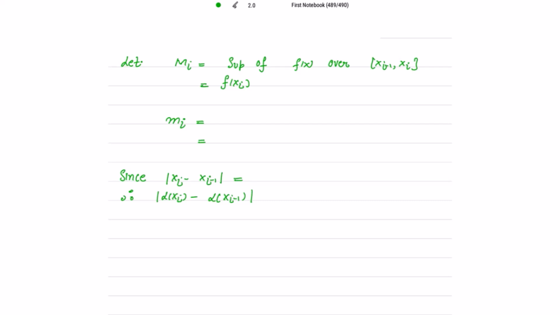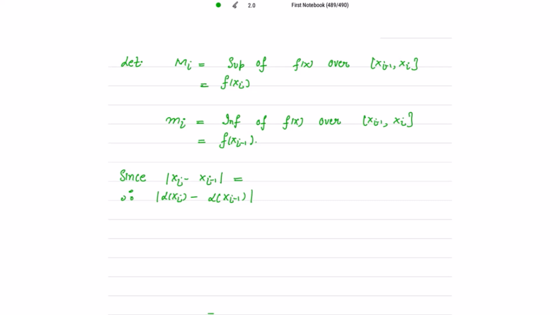Now small mi will be equal to the infimum of f(x) over [xi minus 1, xi]. What is the infimum of f(x)? If f is increasing, it is f of xi minus 1. Fine. What if the function is decreasing? Then capital Mi will be f of xi minus 1, the opposite, and small mi will be f of xi, right? For a decreasing function, this will be opposite.